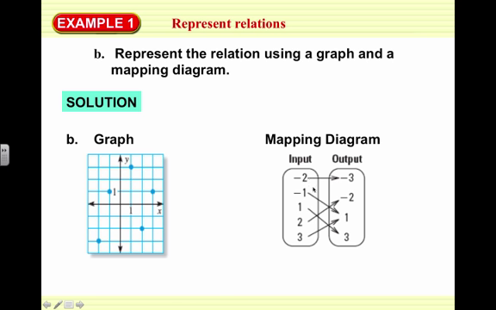So from this, we can tell that (-2, -3) is a point in our relation. (-1, 1) is a point in our relation. (1, 3) is a point in our relation. (2, -2) is a point in our relation. (3, 1) is a point in our relation.